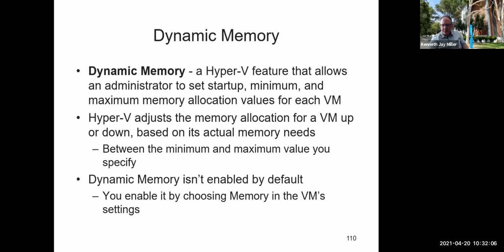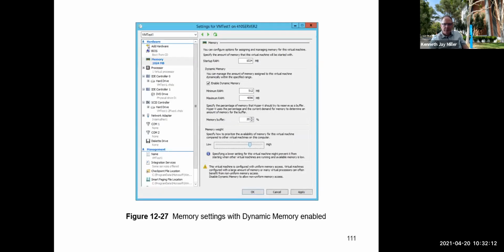It's not enabled by default. You have to enable it by choosing it when you set up the VM, right? So here you can see the memory is configured here, and you give it the startup, give it a gig, give it half a gig for the min, and then 4 gigs for the max, and use dynamic, and away you go. Okay, normally we're not going to change these settings. Once we set them up, by default they're pretty good for what we're doing.